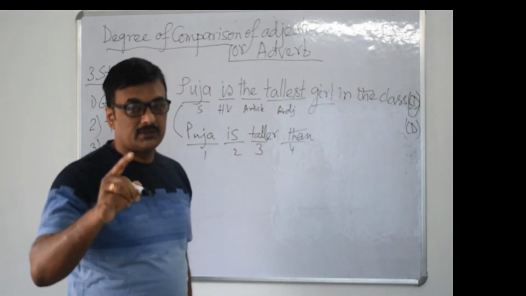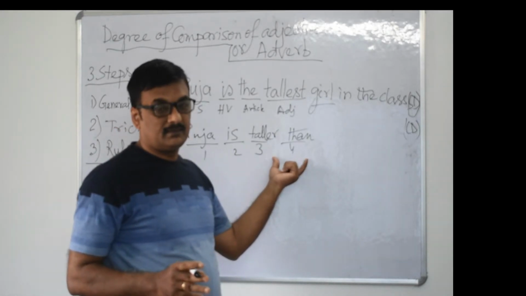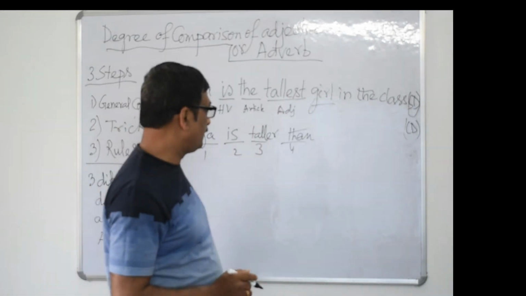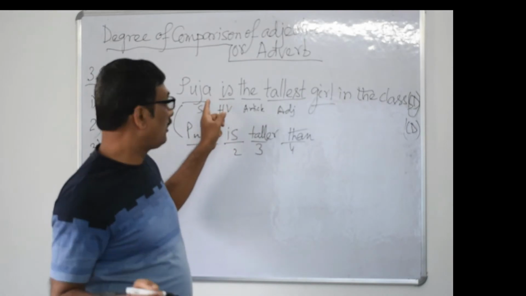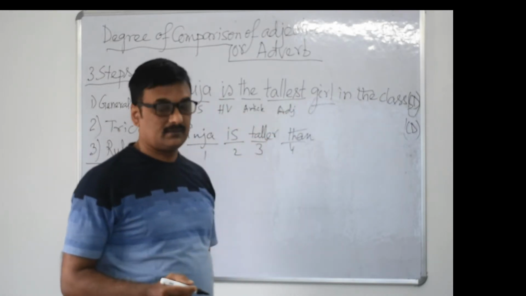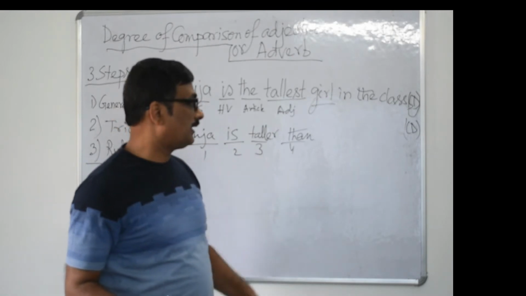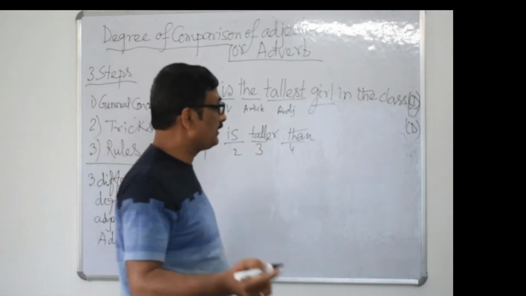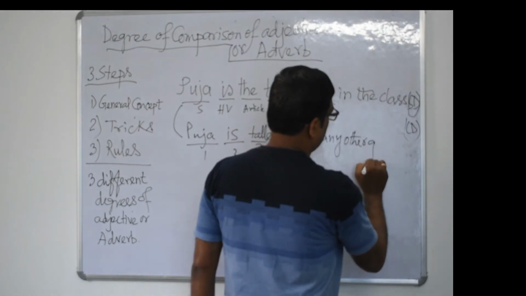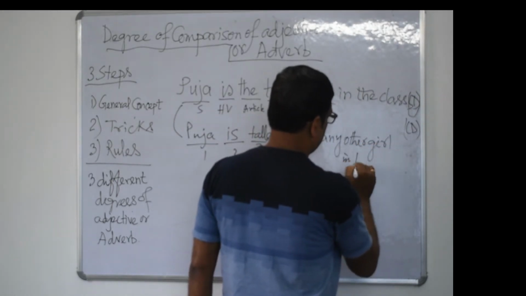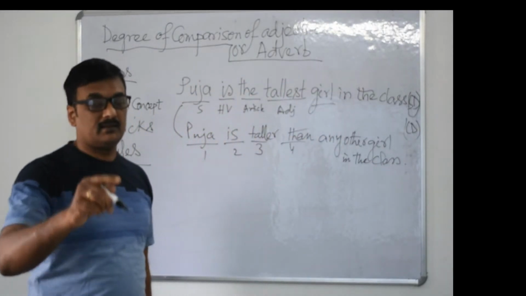These are the distinguishing marks of the positive and comparative degrees. In the superlative degree we got Puja is the tallest girl in the class. Then we made the comparison in the comparative degree: Puja is taller than any other girl in the class.